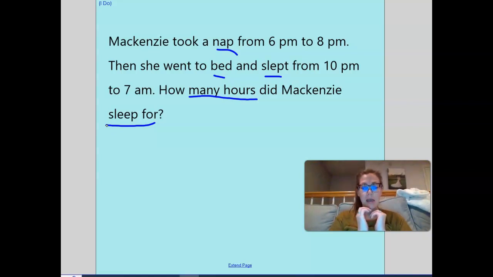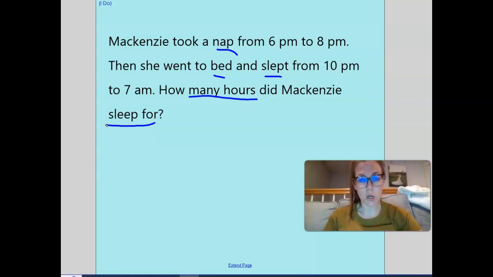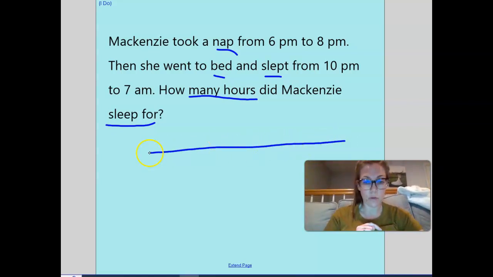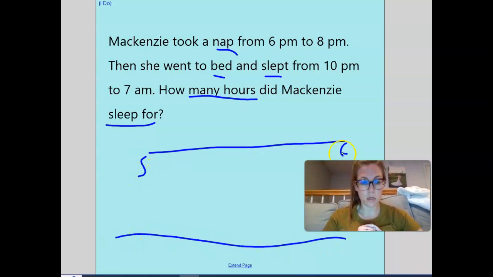So technically I have 2 different start and end times, and I have to find the elapsed time for each of them and then combine the total amount to see how many hours in all Mackenzie slept. So I'm going to make 2 different number lines, one down here and one down there. A start and end on both.